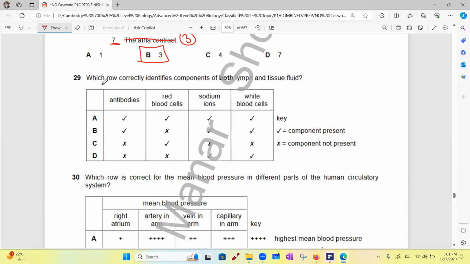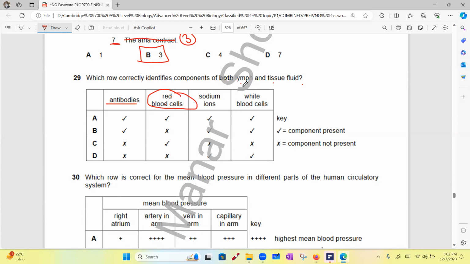Okay. Which row correctly identifies components of both lymph and tissue fluid? Again, they did not talk about proportions. So what's the answer, Maryam? No, here they said red blood cells. Red blood cells, are they found in the lymph? Are they found in tissue fluid, Maryam? No, they're too big. They're definitely not there. But everything else can be there.